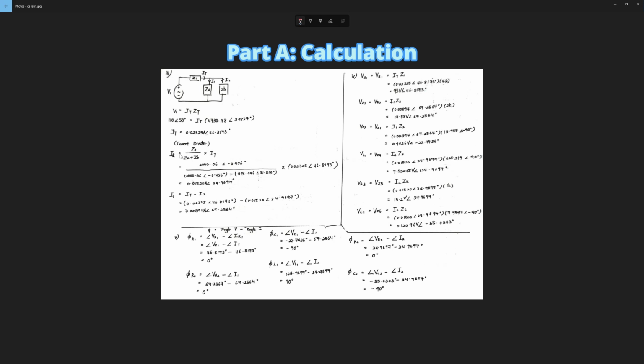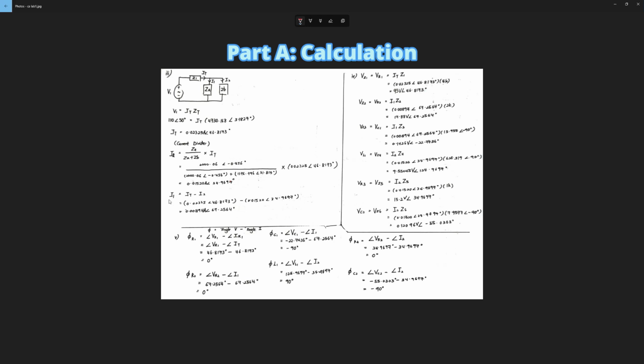I2 is equal to ZA over ZA plus ZB multiplied by IT. So we got the values for the I2 calculation, and the final answer is 0.01520 ampere with 34.9697 degrees.